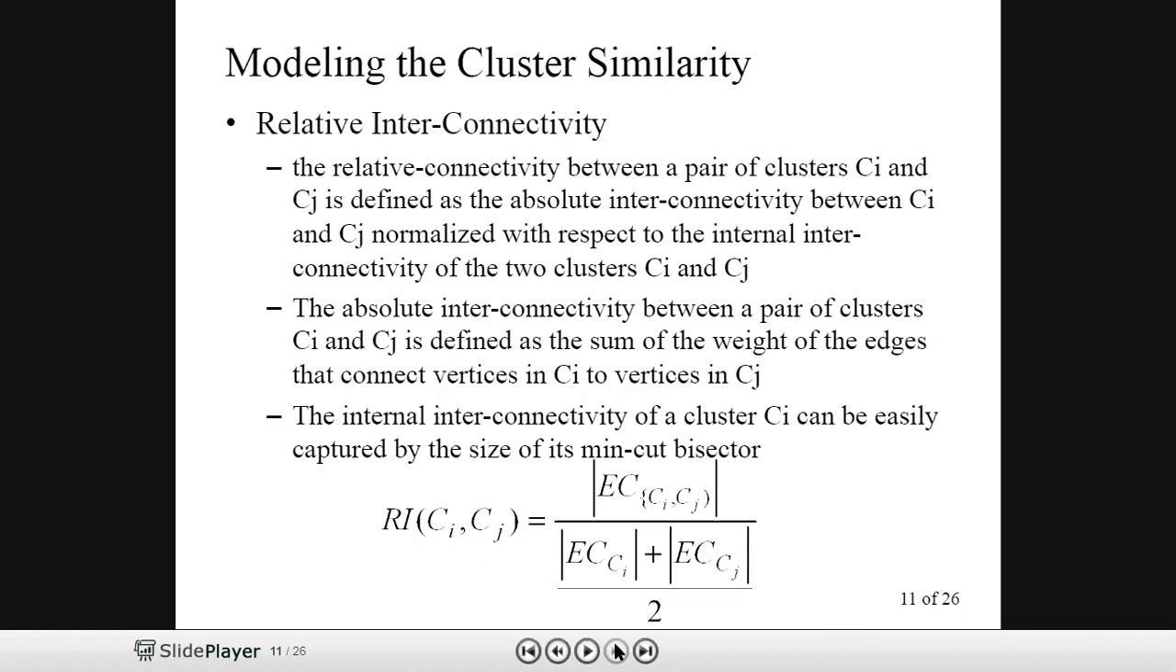Similarly, the relative interconnectivity RI(Ci, Cj) is equal to the average weight of the edges connecting Ci with Cj, divided by the average weight of the edges which partition Ci into two equal portions plus the average weight of the edges partitioning the Cj cluster into two parts, upon 2.